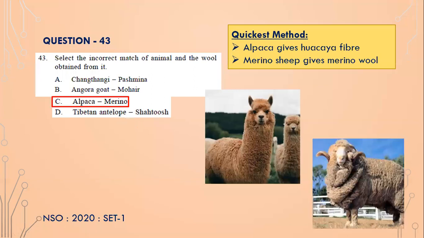Select the incorrect match of animal and the wool obtained from it, isn't it? So alpaca gives Huacaya fiber. It does not give merino. Merino is basically from the merino sheep. Merino sheep gives the merino wool. So option C is the incorrect match.